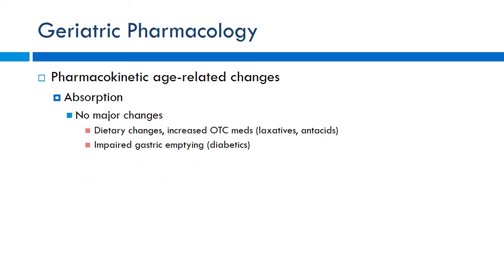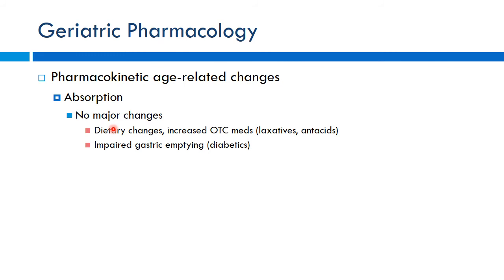All right, so looking at specific pharmacokinetic changes that occur with these patients, on the absorption side, you don't really see a ton of major changes, but you do see dietary changes that can happen. For instance, with an older lady where you're trying to prevent osteoporosis, you tell her to drink tons of milk, right? That can potentially bind up a lot of other medications, so you have to look for those calcium interactions.